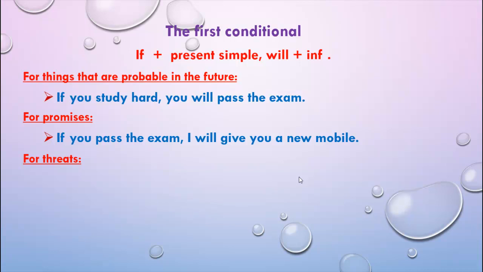We can also use it for threats. When you want to threaten somebody, you use the first conditional. Look at this. If you don't keep quiet, I will punish you. So remember, we use the first conditional to speak about the future, something that is probable to happen in the future.